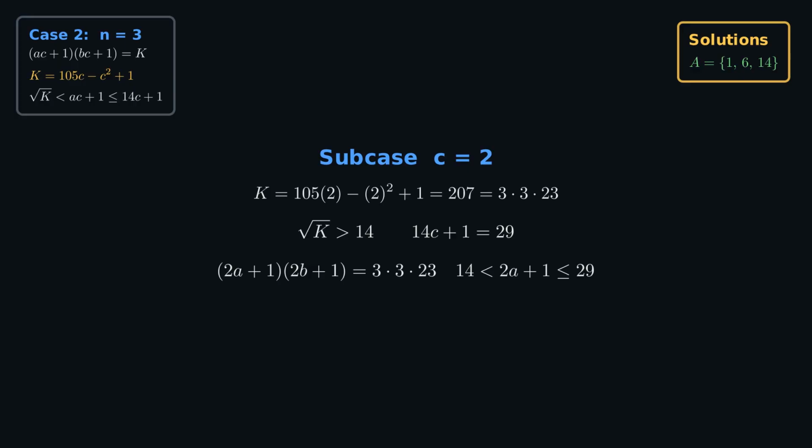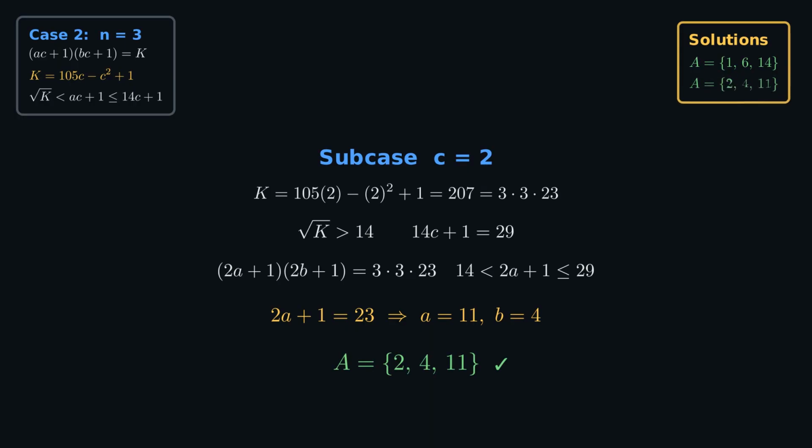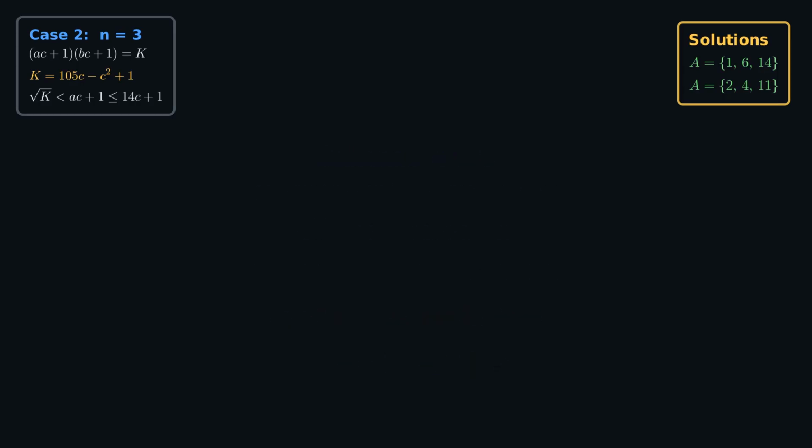So our equation is now 2A plus 1 times 2B plus 1 equals K, which is 3 times 3 times 23. And the biggest factor, 2A plus 1, has to be between 14 and 29. The only option that fits these constraints is that 2A plus 1 equals 23, which gives us A equals 11 and B equals 4. So we have one more solution for n equals 3 and C equals 2, and that solution is the set A is 2, 4, and 11.